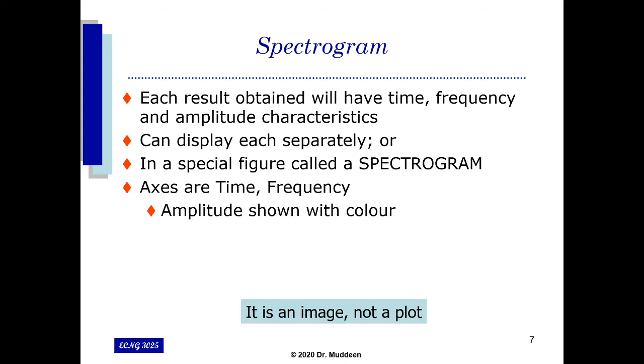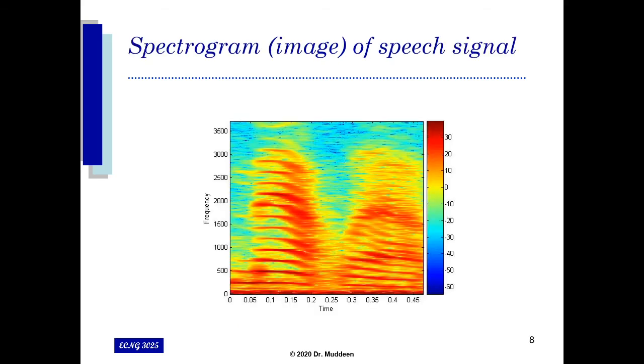To give you an idea what it looks like, this is an image of a spectrogram. You can see here on the x-axis is the time axis, the y-axis is frequency, and the range of colors given by this color map represents the amplitude of the signal.